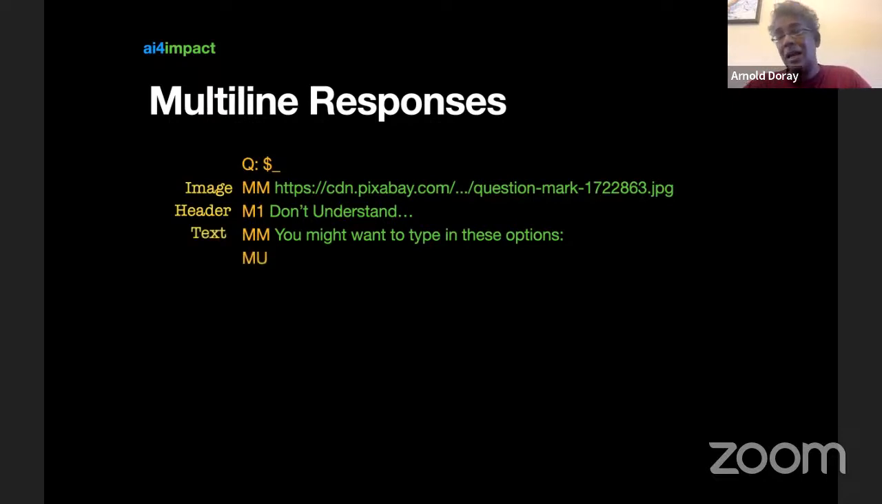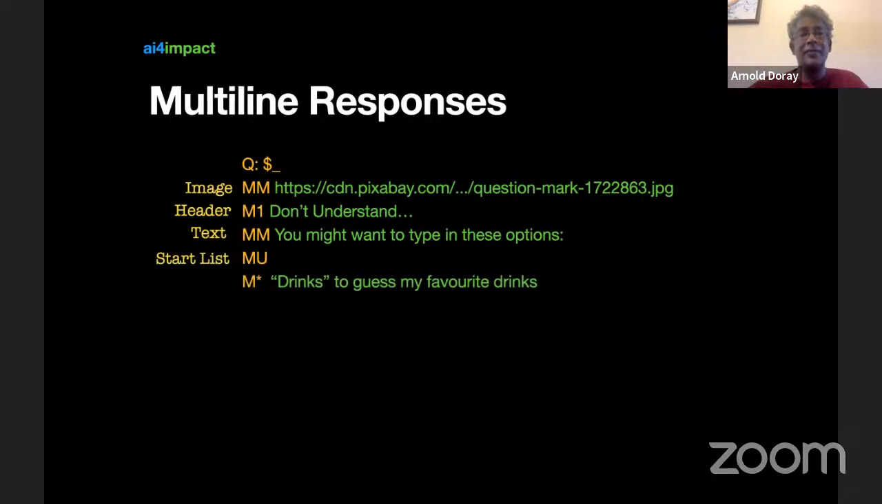Then MU is an unordered list. I want to start a list. It needs to be blank. Don't put anything on the MU line. It's just blank, and then you put in the list items. So that's an M star. All of these need spaces. Don't hammer your text next to the M line. You need to put a space between the two of them. So M star space, then your text for the item itself. I have another item like, guess my food. Then I end the list with another MU.